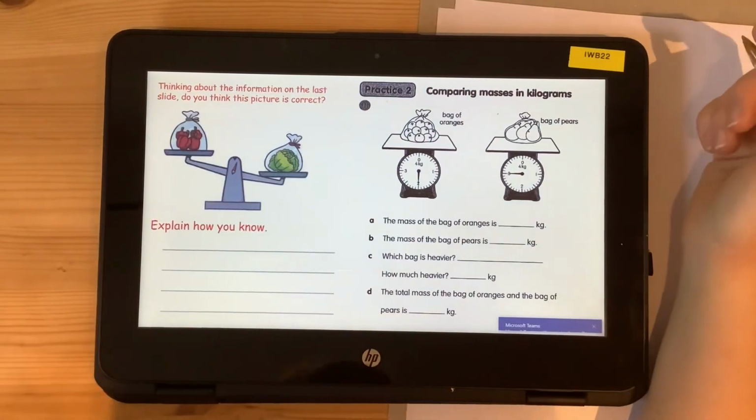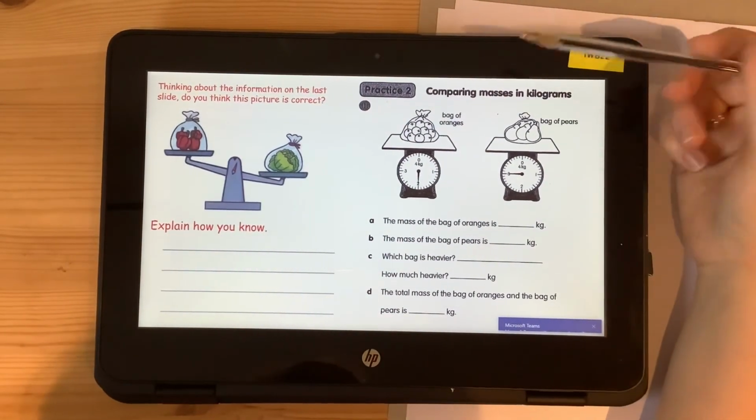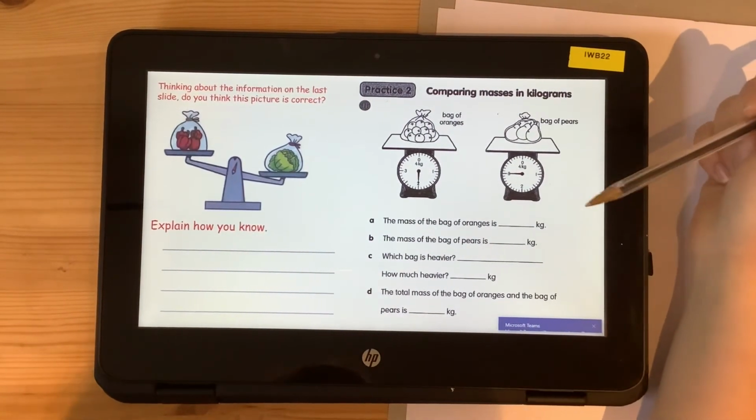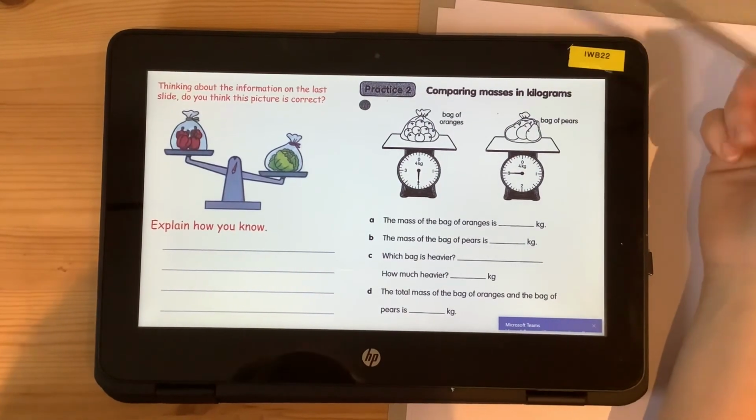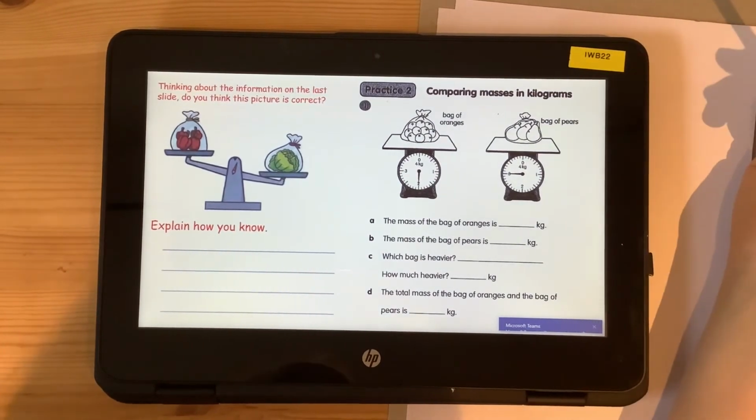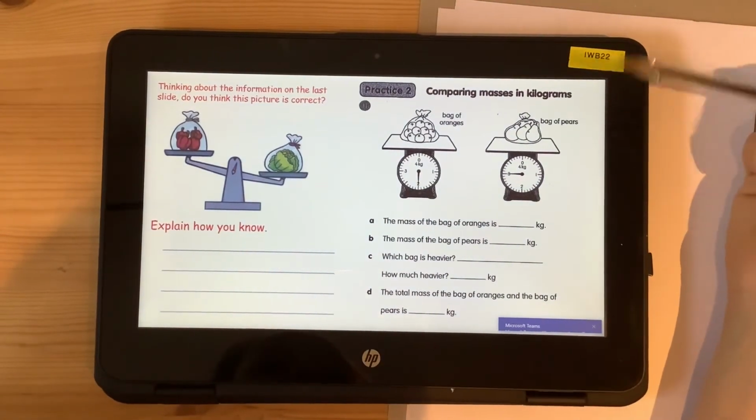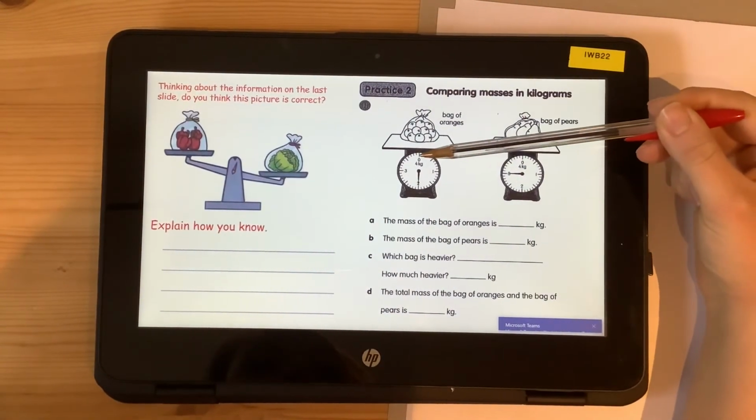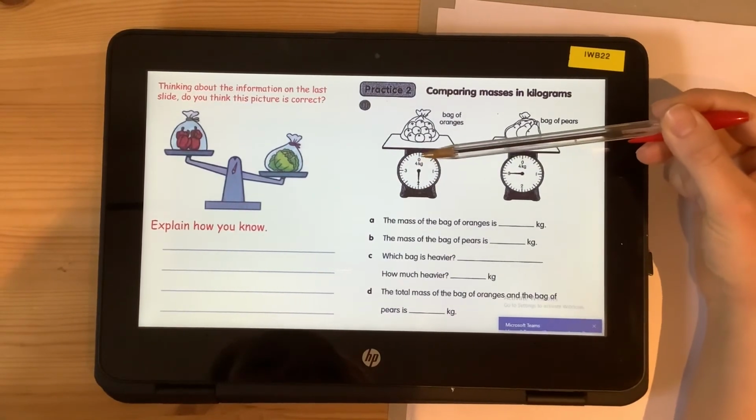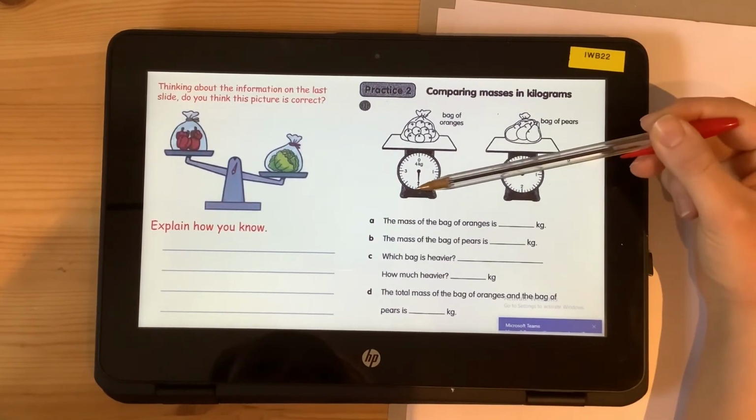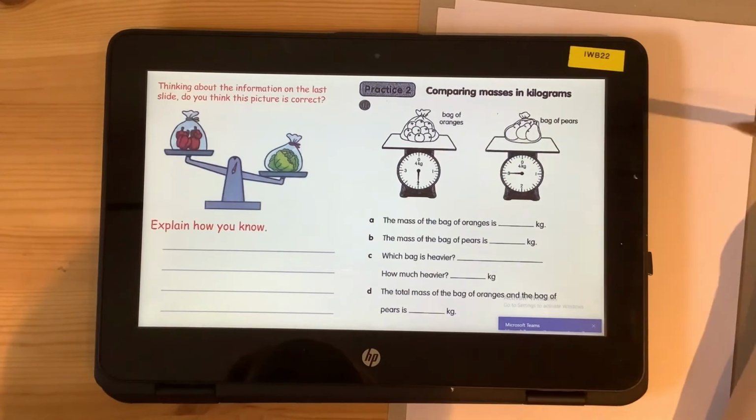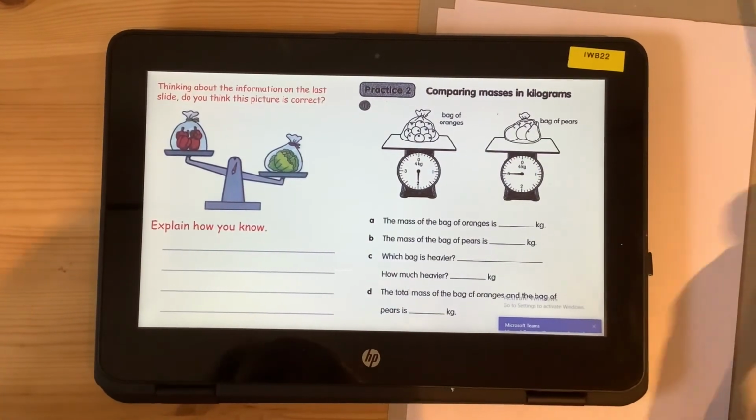Now today you're starting this practice, practice 2, and you'll be finishing it off tomorrow with a couple of extra activities. So let's have a look at the first page and see from there. So we've got a bag of oranges and a bag of pears. If we look at our scale, we know from 0 all the way around is 4, with the numbers going up as 1 kilogram, 2 kilograms, 3 kilograms, 4 kilograms. It's the same scale for both.